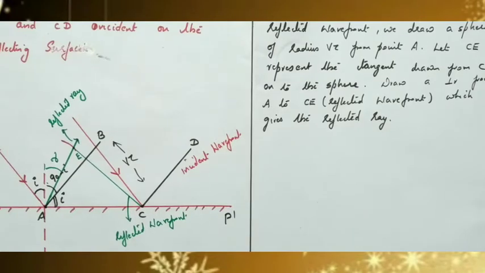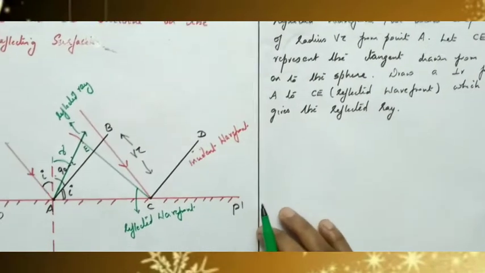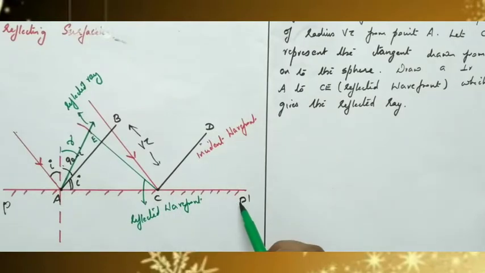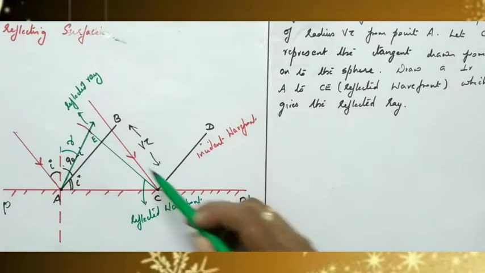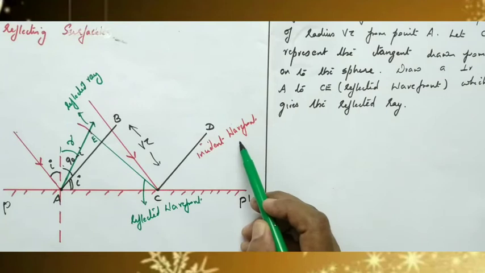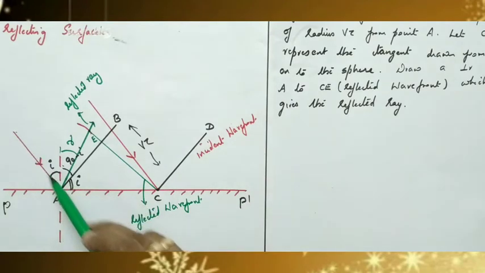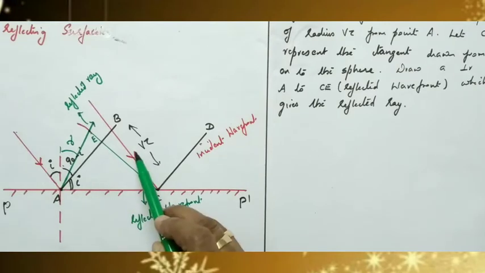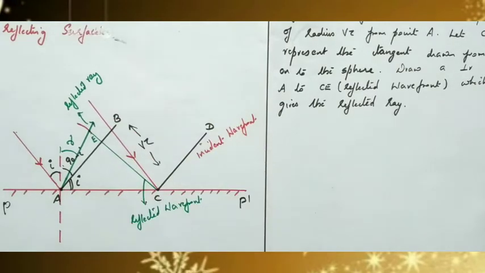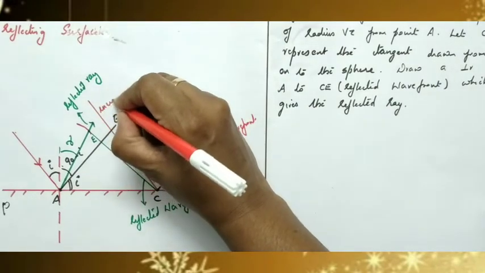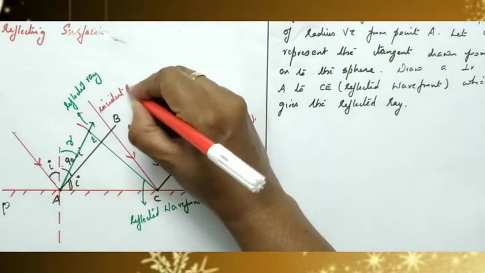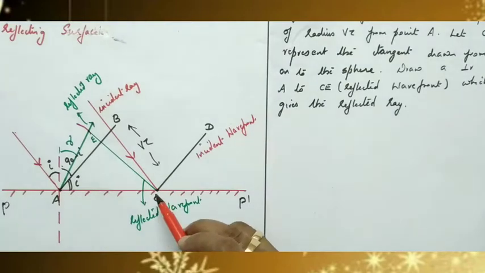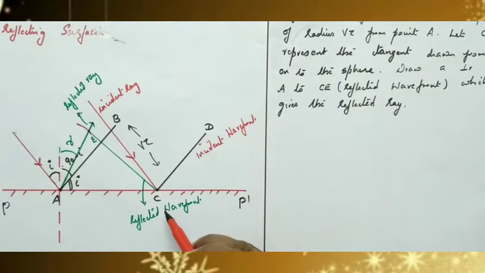Once more I will explain the step. First, PP dash represents the reflecting surface, AB and CD represent the incident wavefront. Now draw rays at the points A and C. So these red lines with the arrow represent the incident rays. So draw incident rays at the points A and C.